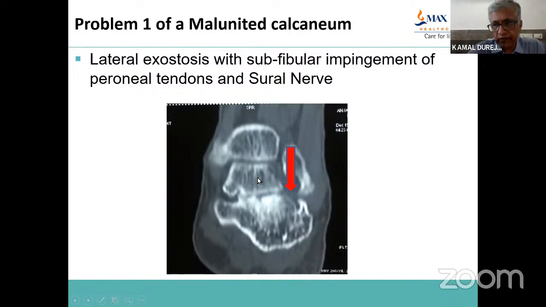So we have to now categorize how we list the abnormality, or what are the different problems in a malunited calcaneum. If we start analyzing problems, I would put them, you have to analyze 5 different problems. So problem number 1 is the lateral exostosis. Look for it in the coronal views and understand that this could be responsible for impingement of the peroneal tendons and sural nerves and responsible for paresthesia. So this needs to be dealt with.